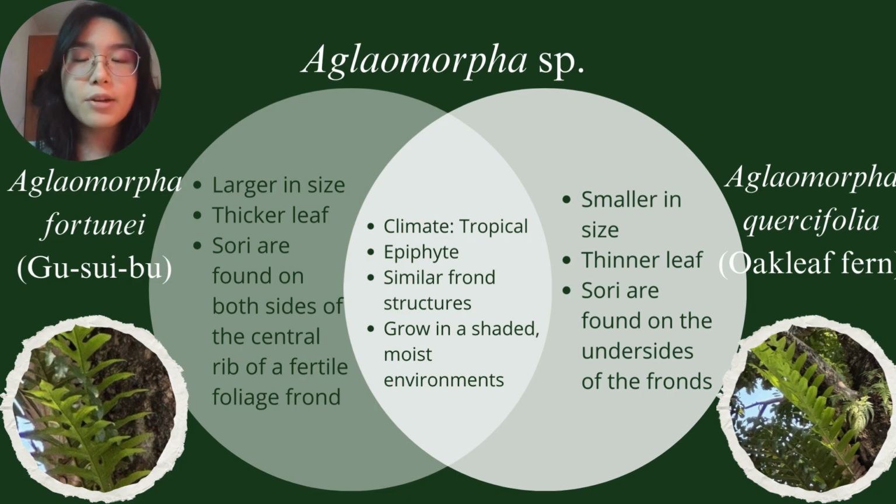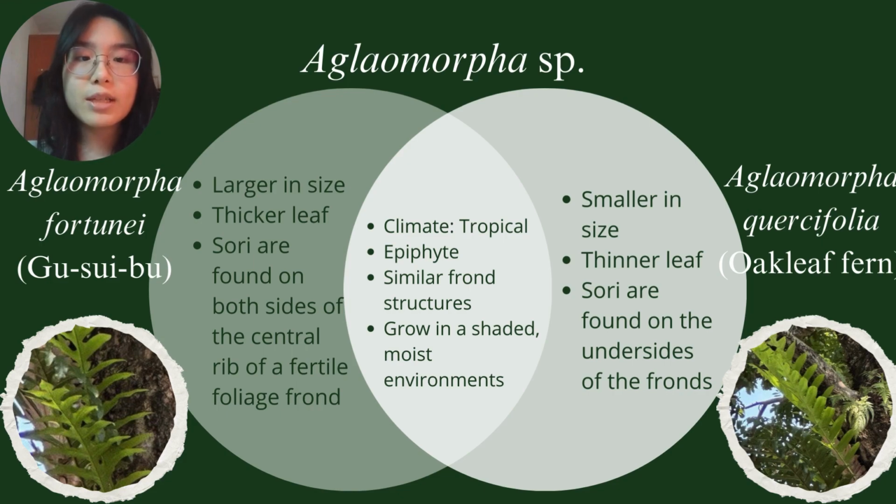Both share similarities in climate. Both species thrive in tropical climates. Both are epiphytes, meaning that they grow on other plants but are not parasitic. Both species have similar frond structures despite their size and leaf thickness differences, and both prefer shaded, moist environments typical of tropical regions.